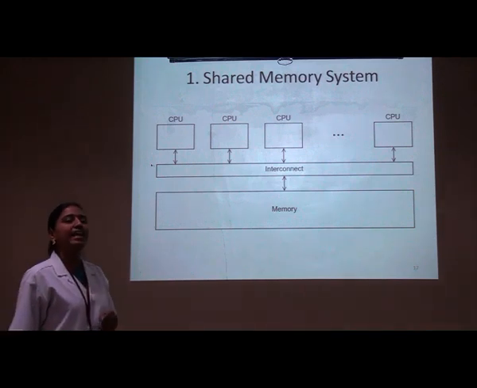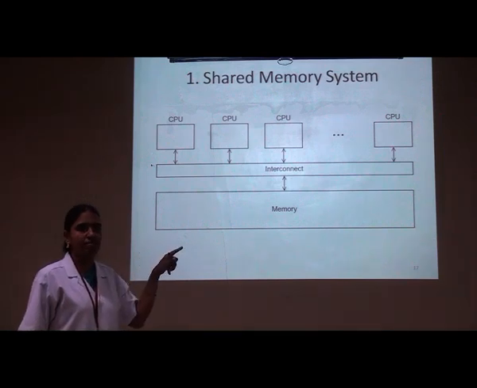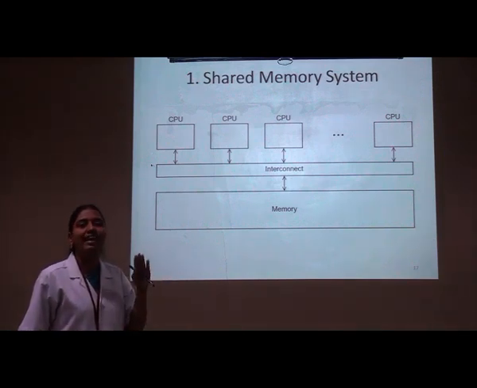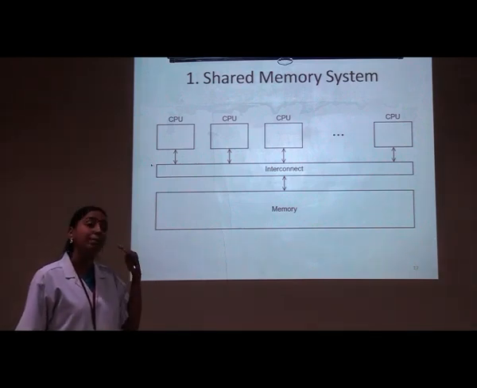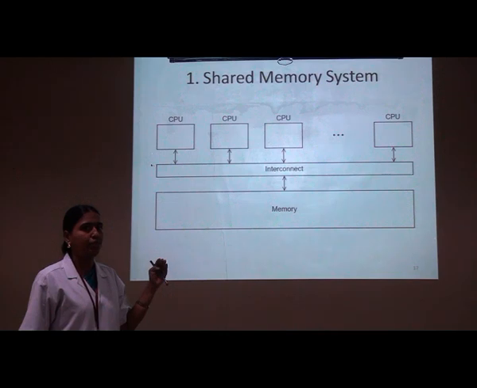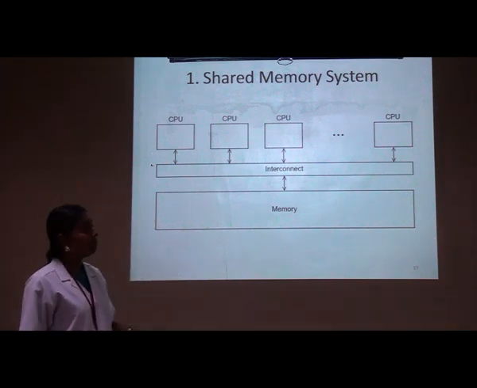How does communication take place here in shared memory systems? Since all the cores are connected to a common memory, communication will be achieved with the help of memory itself. We can make the communication using the common memory, common memory in the sense main memory itself.